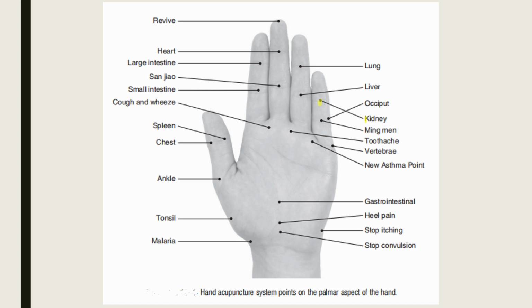And finally, the kidney point, located at the midpoint of the transverse crease of the distal interphalangeal joint of the little finger. Indications: nocturia, bedwetting, and urinary tract infections.